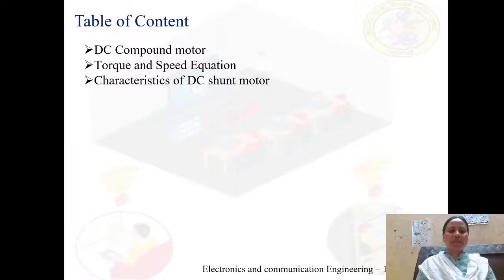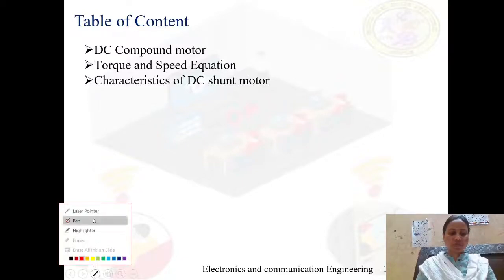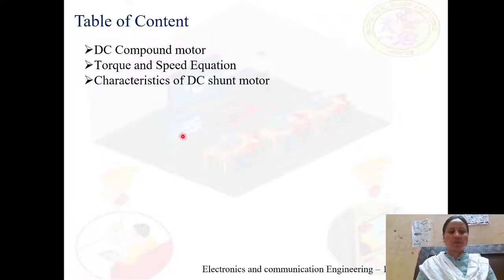Hi, let us continue our discussion on the types of DC motor. In the previous session, we discussed the different types of DC motor, based on how the field winding is connected with the armature winding. We saw the series and shunt winding, and another type is the DC compound motor.